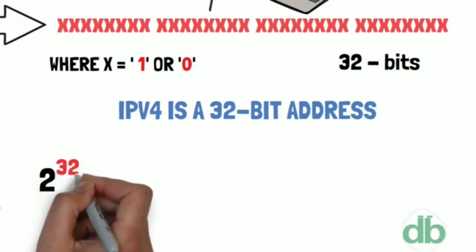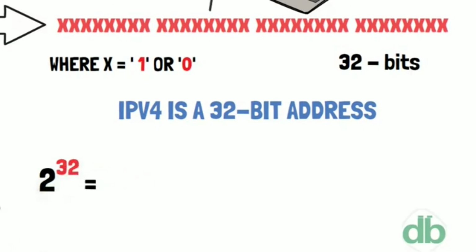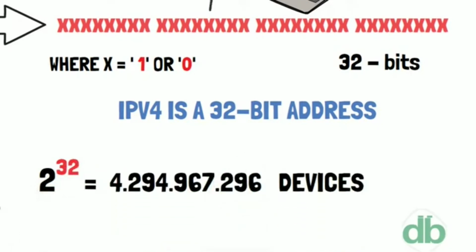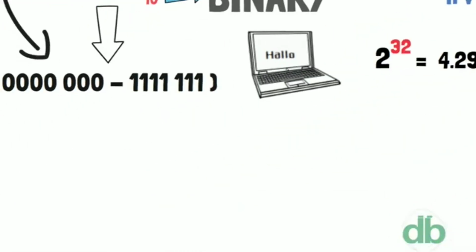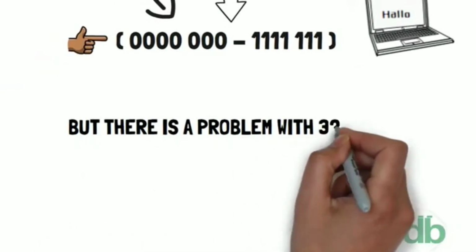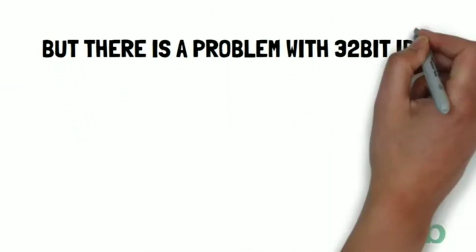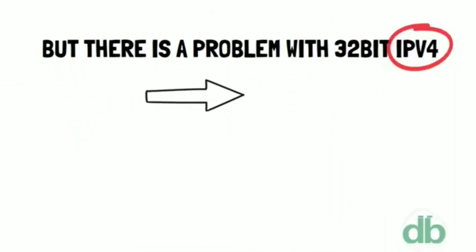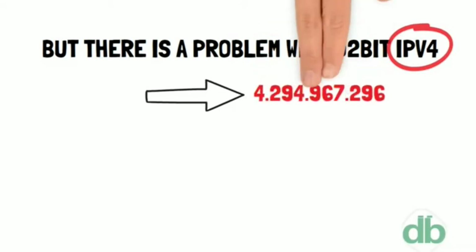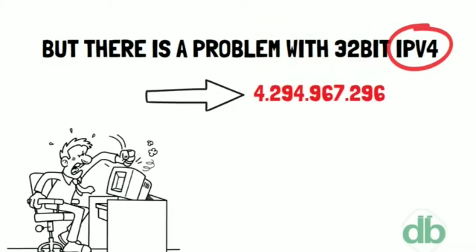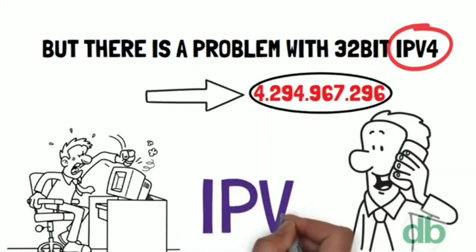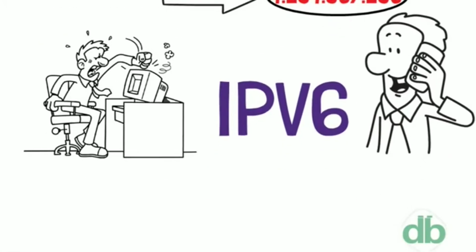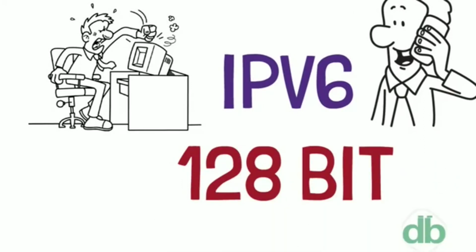Therefore, a total of 2 raised to the power 32 devices, that is approximately 4 billion devices, can be addressed and connected to the internet. But there is a problem with this 32-bit IPv4 address. With IPv4 we can connect only this number of devices to the internet. But these days we have computers and smartphones, far more than 4 billion. So slowly we are moving towards the IPv6 address, which is a 128-bit IP address.